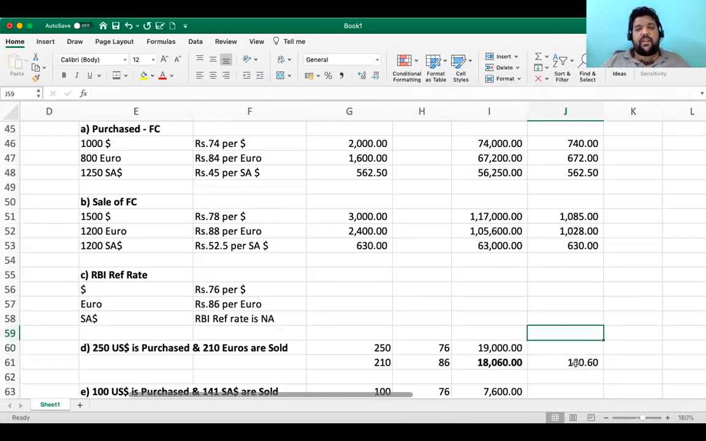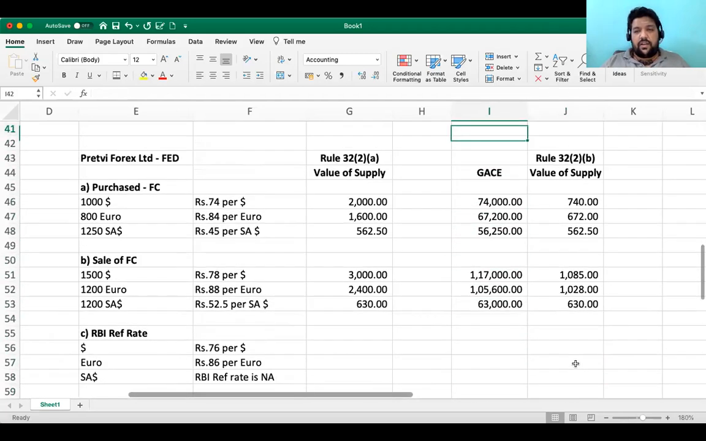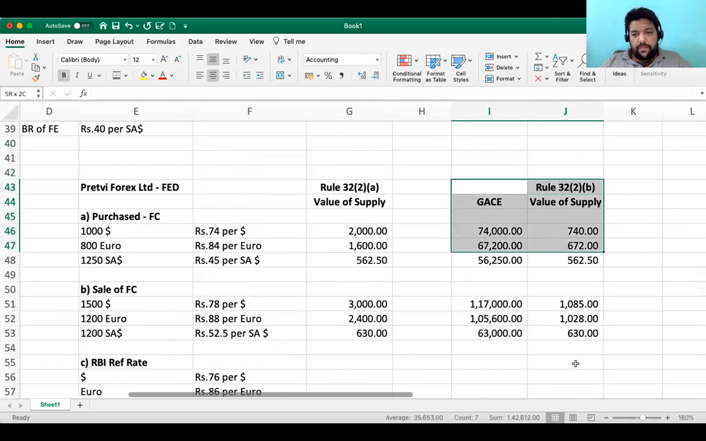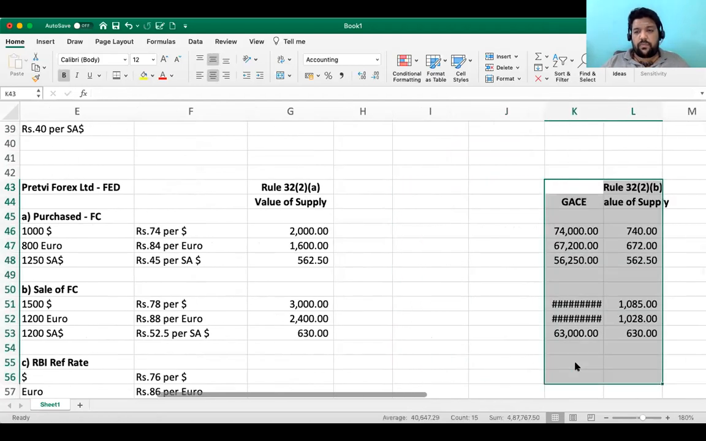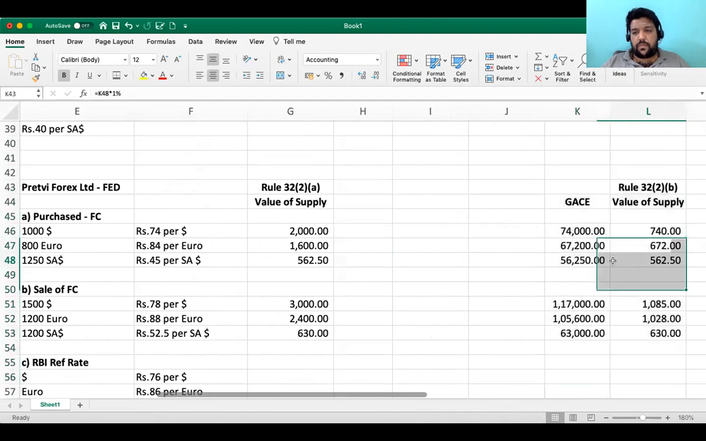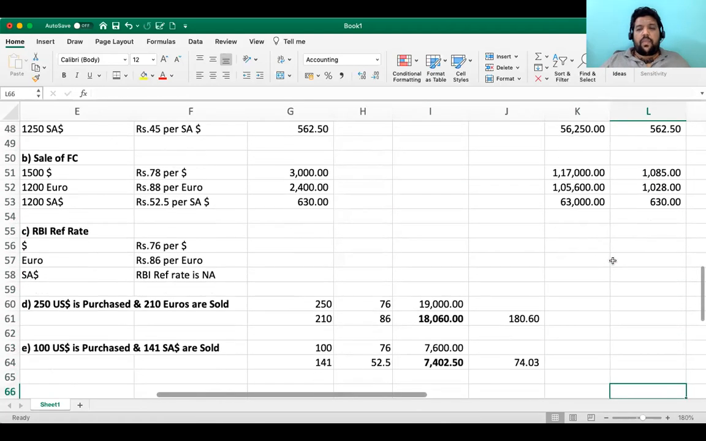Coming back here. If it is going to be 250 US dollars purchased, 210 euros sold. First of all, I want you to understand this more carefully. My only question is, when 250 US dollars is purchased and 210 euro is sold, you have one transaction or two transactions?